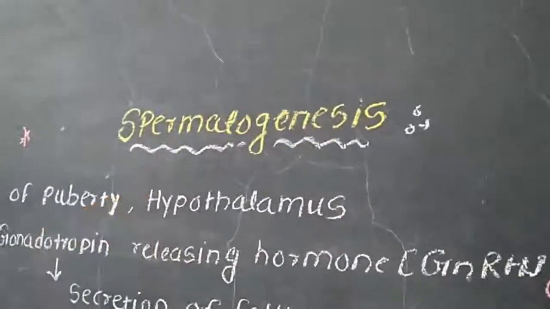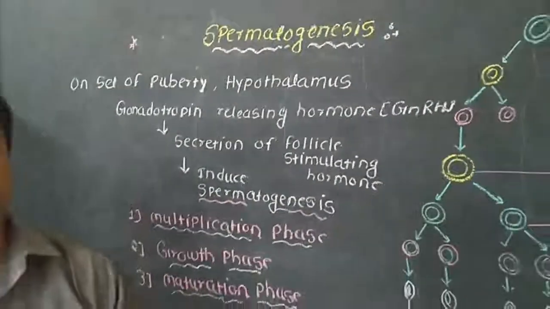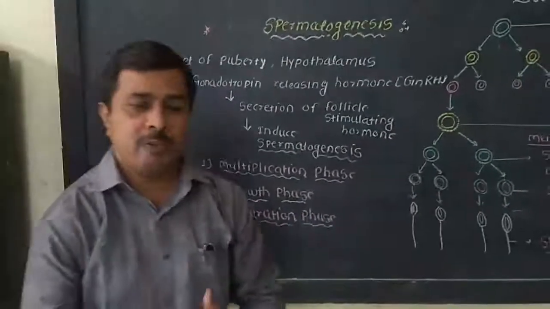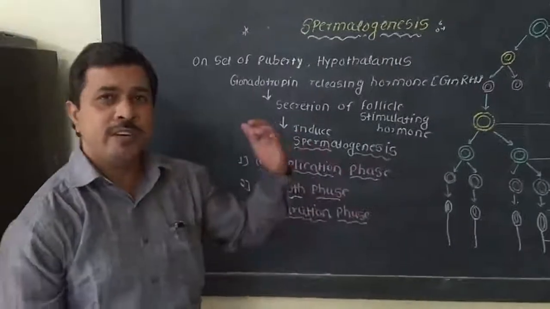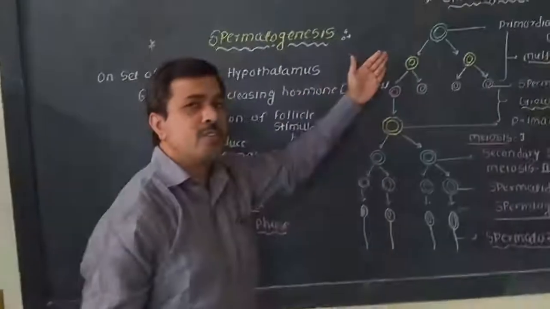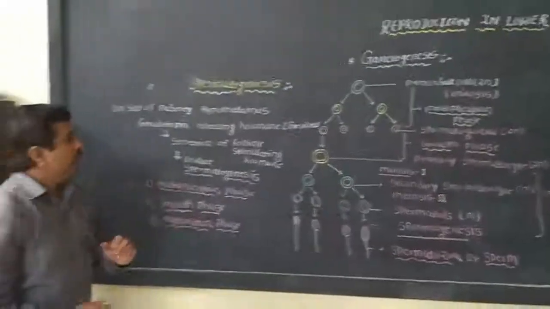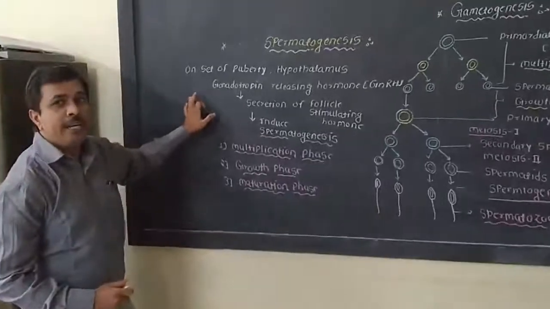Spermatogenesis is the process in which sperms are formed in sexually reproducing organisms, and it is produced from the primary germinal epithelial cells, also known as the primordial cells. Now let us see in detail the onset of puberty.